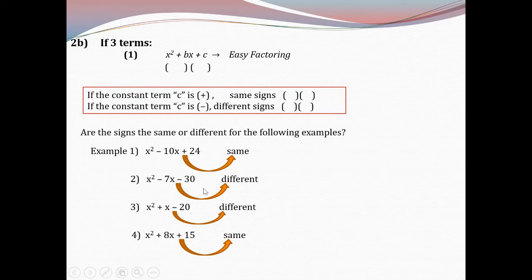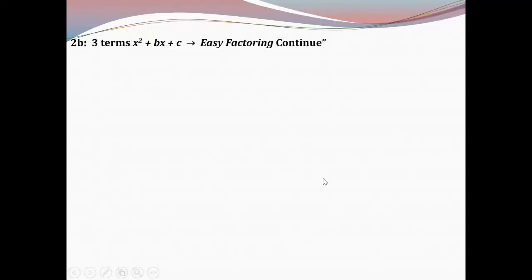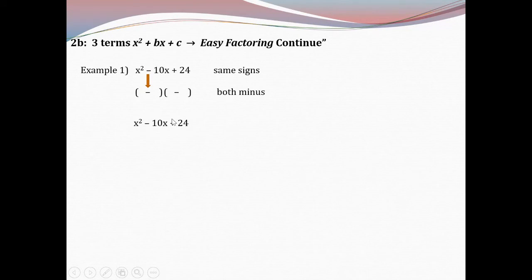Okay, now let's actually simplify it. So this was the example on number 1, same signs. So what I do, guys, I always bring the sign down. So if they're going to be the same, right? So they're both going to be negative. Okay, so x squared minus 10x, I know that the first 2 terms are going to be x and x. Why? Because x times x will give you x squared. Now what's next? What's next are the factors of 24.